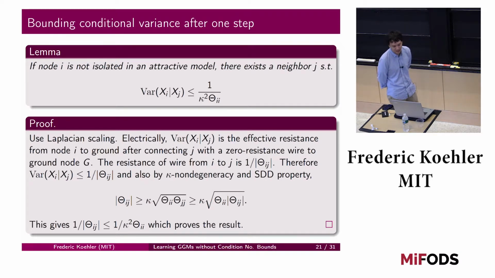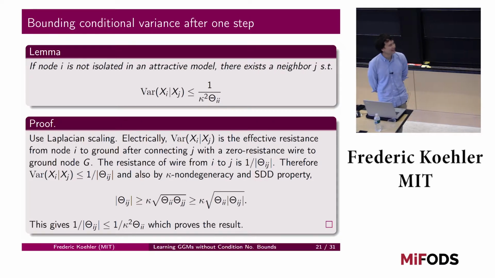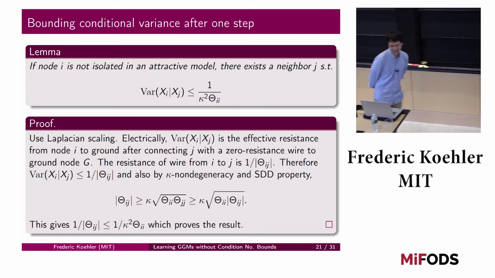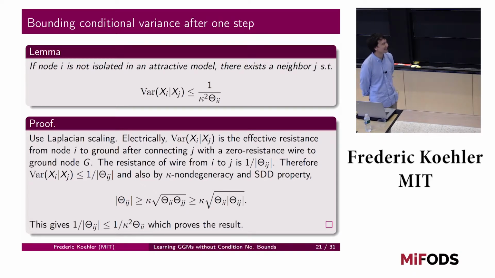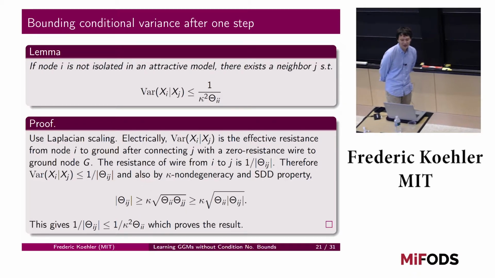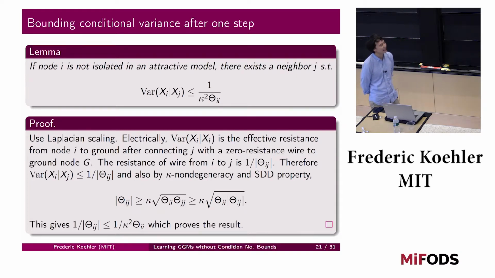Okay, but anyway, once we know this fact, then we can actually prove that the conditional variance is bounded after the first step. This is not so easy to prove, but once I reinterpret it electrically, it's actually easy. First, I know my attractive model is really just a Laplacian secretly, or the theta is just a Laplacian. Now, when I interpret this electrically, the variance of xi given xj is just like the effective resistance from node i to ground. And when I condition on xj, what that means is I connect node j to the ground node with a wire that has no resistance. So effectively, that's the same as saying that node j becomes the ground node.